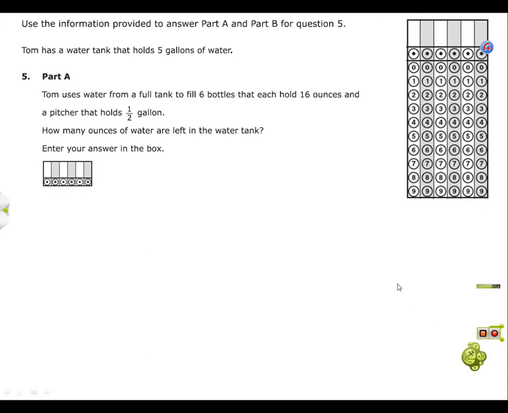Okay. Tom has a water tank that holds 5 gallons of water. Tom uses water from a full tank to fill 6 bottles that each hold 16 ounces and a pitcher that holds 1/2 gallon. How many ounces of water are left in the water tank?